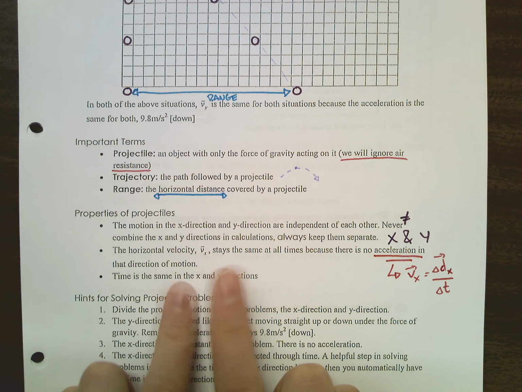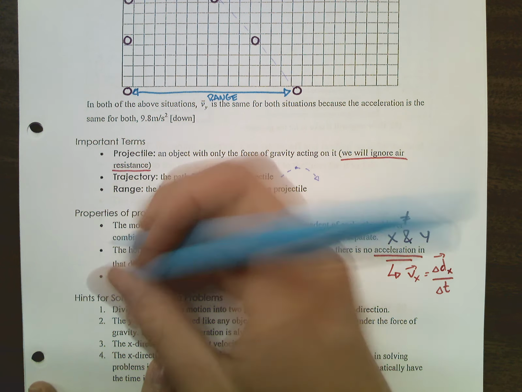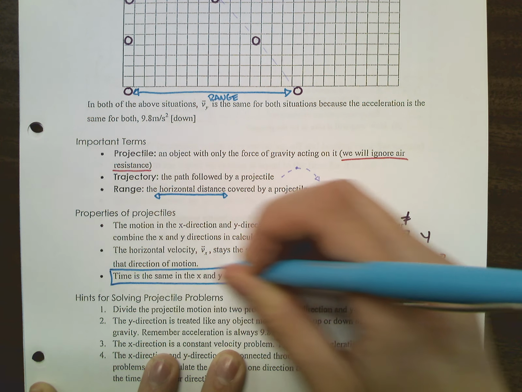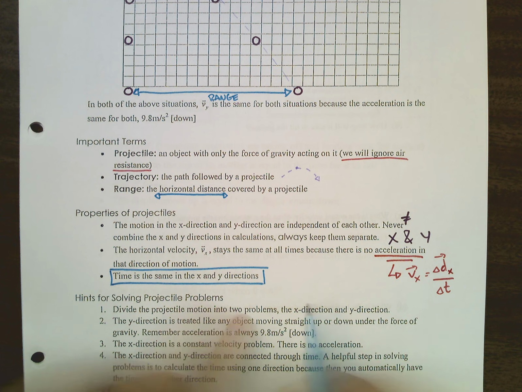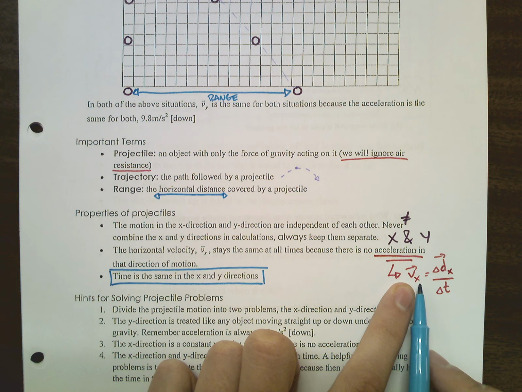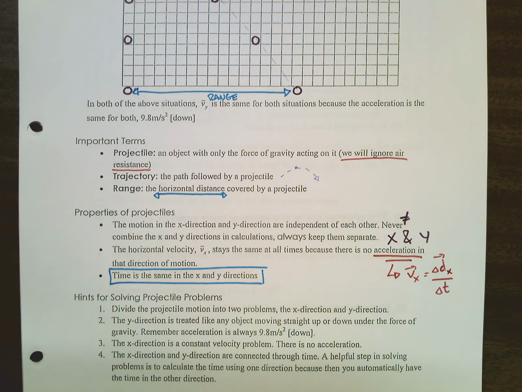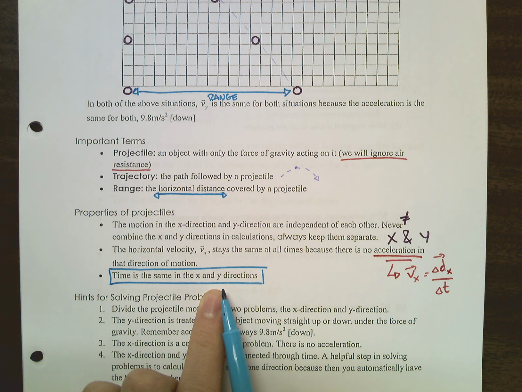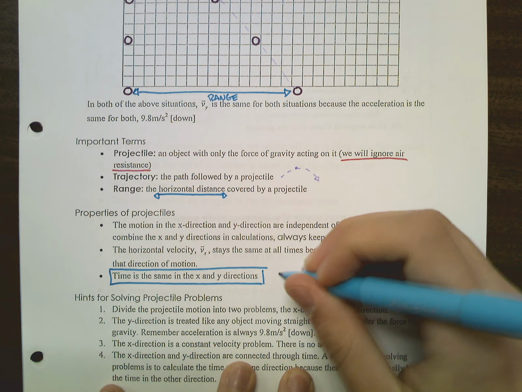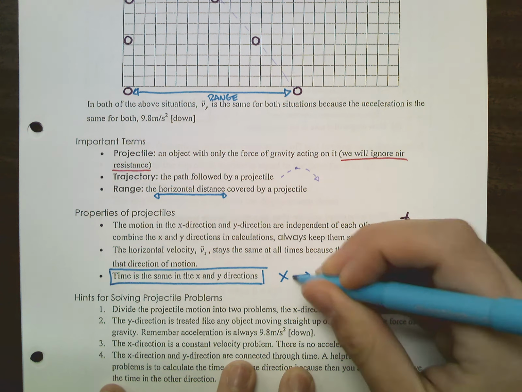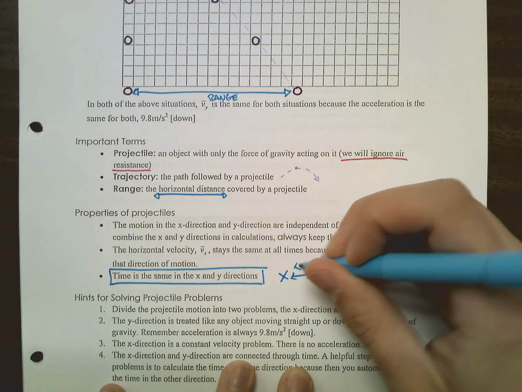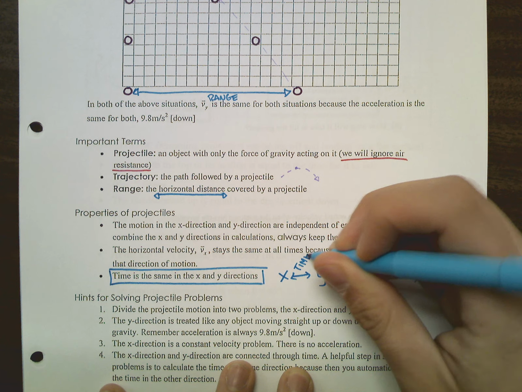Now, here is your key. I like to call this the key to solving projectile problems. This is very important. Time is your key between x and y. If I can find time in the x direction, that time that's passed is going to be the same in the y direction. Okay, so time is the key between x and y. It's the link. The x and y link is time.